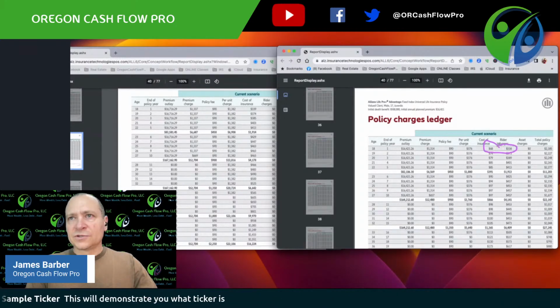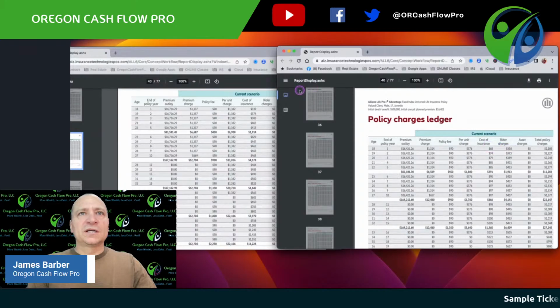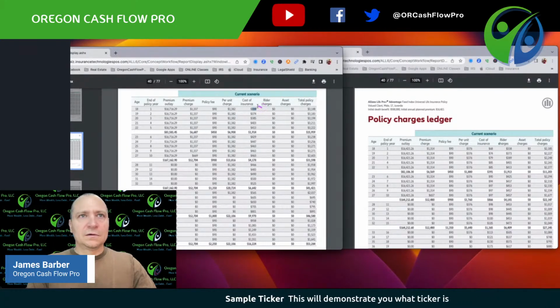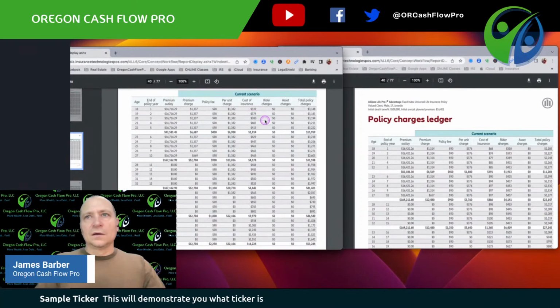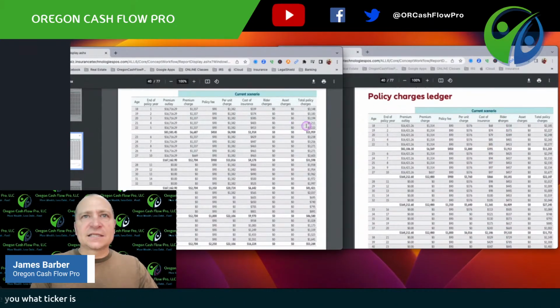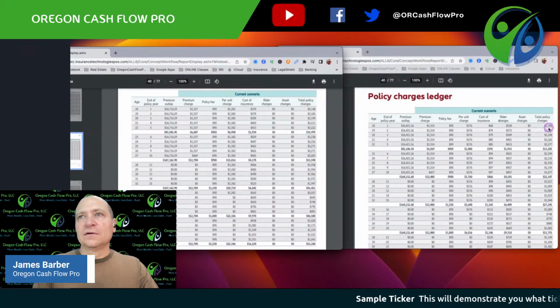right here. Add those two together. So we got almost $400, or just over $400, total cost of insurance. Over here, $339. Okay. So slightly less expensive, but not in overall cost. You can see our overall cost, $1,000 higher.